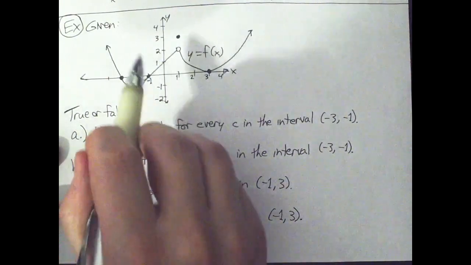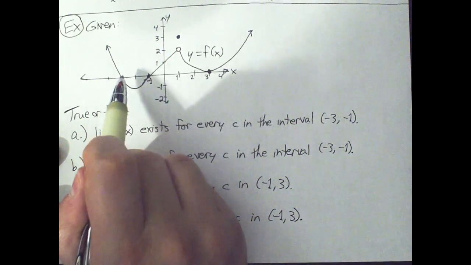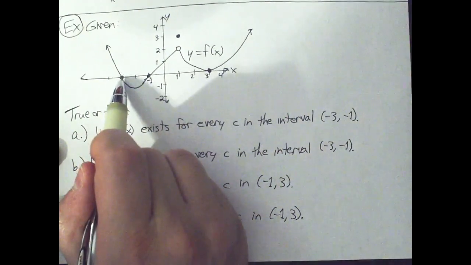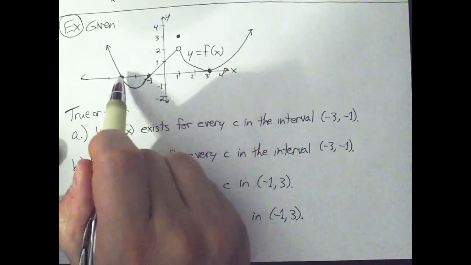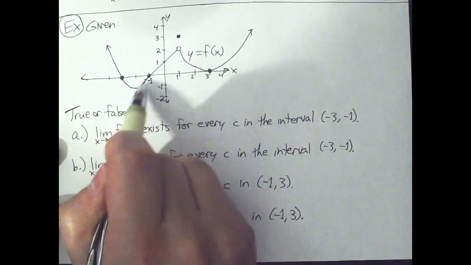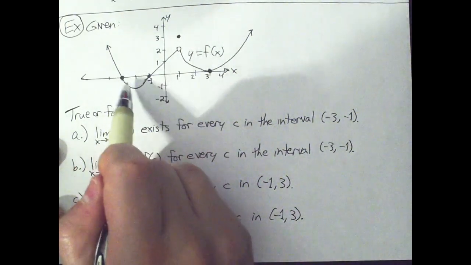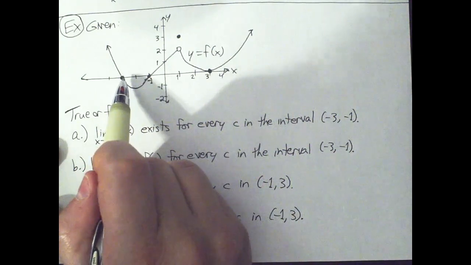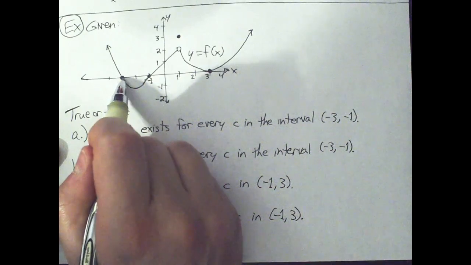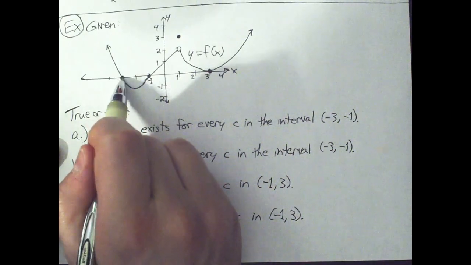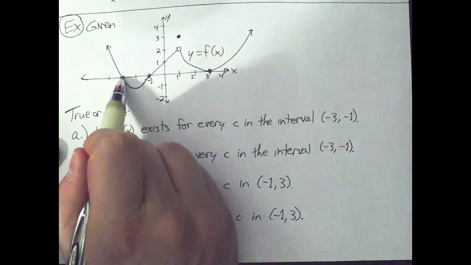Does this limit exist for every c in that interval? So I'm looking around -3, thinking about whether the limit exists there, and then I'm looking to the right of it, maybe at like -2, and then over here is -1. So it's only asking about this part of the picture, this little dip. Okay, this little valley. Well, I don't really see any problem points in here. I don't see any weird sudden jumps or any holes in the graph or anything weird going on.